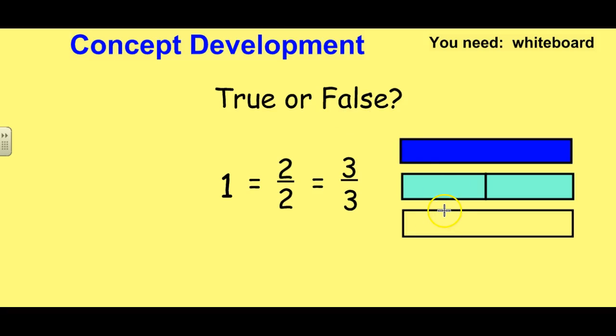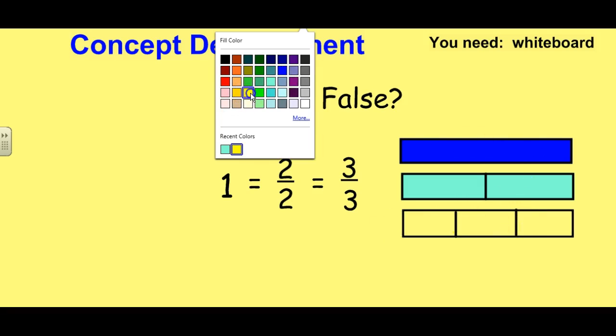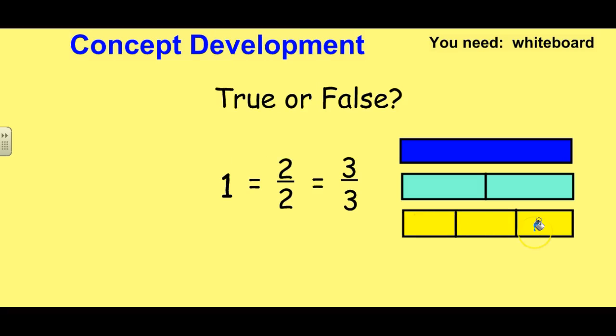Now I'm going to make my last rectangle have 3 equal parts. Make sure you're getting this down on your paper as well. And the numerator is a 3, which means all 3 parts are shaded. So all 3 of these parts are shaded.